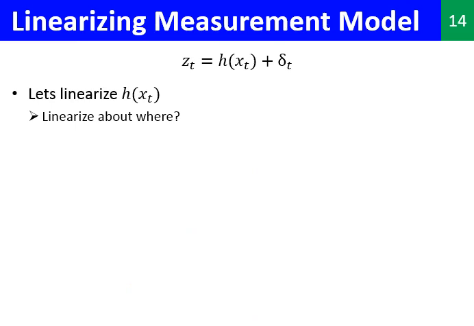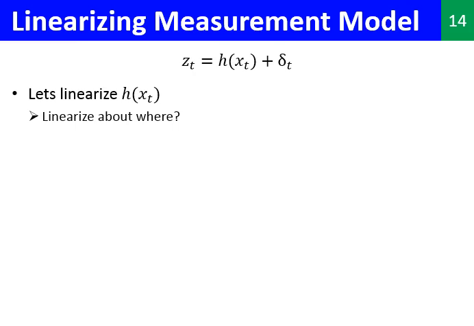Alright, next we are going to linearize the measurement model using the first order Taylor expansion. Again, our first question should be: linearize about where? Or what should be our linearization or operating point? What do you think? Is it the same mu t minus 1 that we used before, or do we have a better linearization point when it comes to the measurement model? Any ideas?